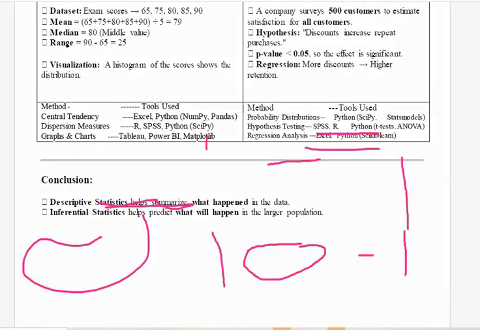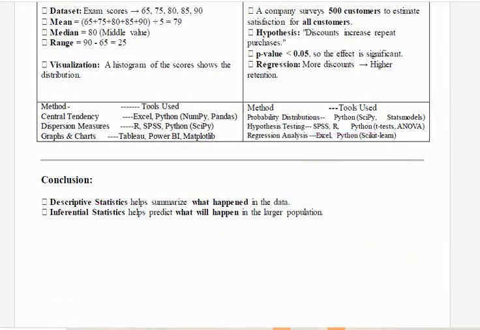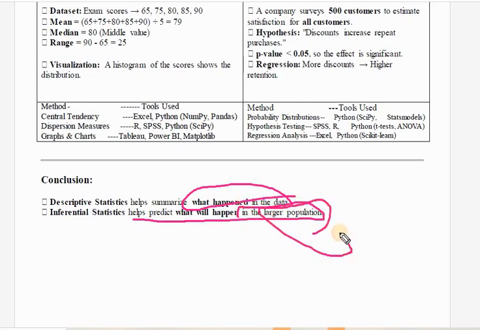Finally, to conclude, descriptive statistics helps summarize what happened in the data, whereas inferential statistics helps predict what will happen in the larger population. When there is a larger population, we go for inferential statistics. When the population is small, we use descriptive statistics.